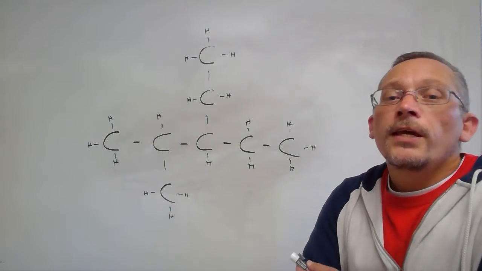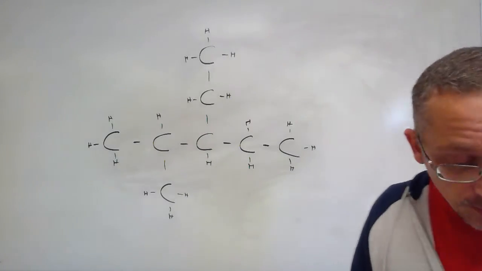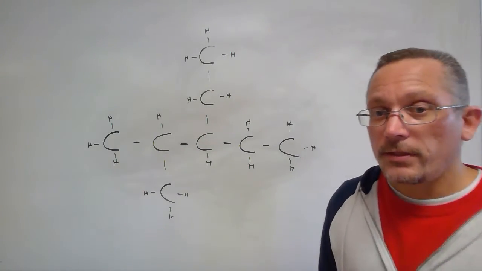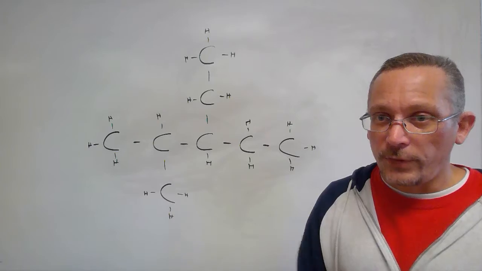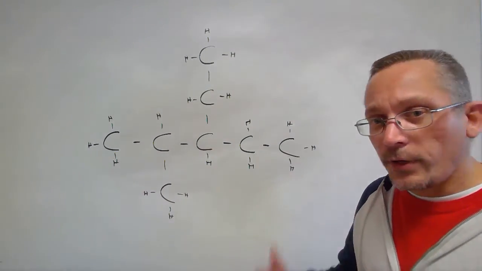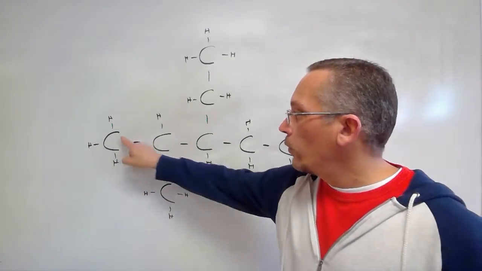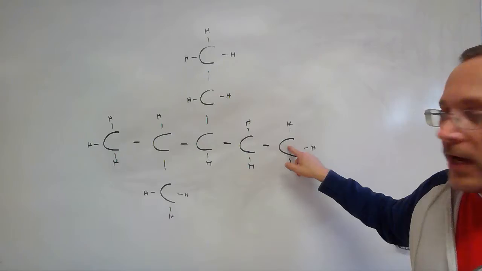Okay, here's an interesting one. This one has branches of different lengths. So let's take a look at this and let's try to name this. It has 2 different kinds of branches that have different numbers of carbon atoms in them. So let's find our main chain. Our main chain could go a lot of different ways here. It could go 1, 2, 3, 4, 5.